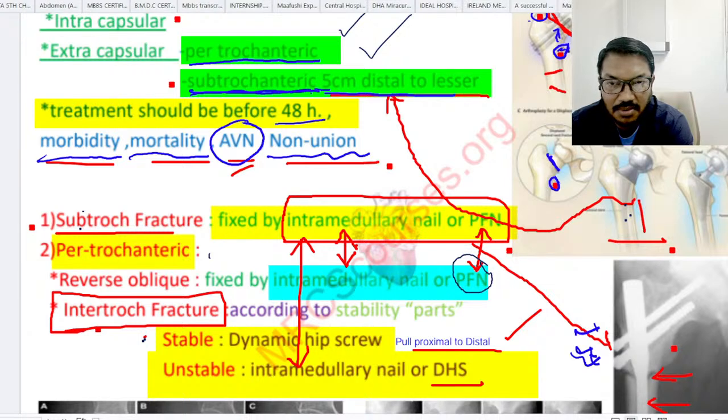Subtrochanteric fracture is fixed by IM nail, intramedullary nail, or PFN, proximal femoral nail. I love this word. I love orthopedics.